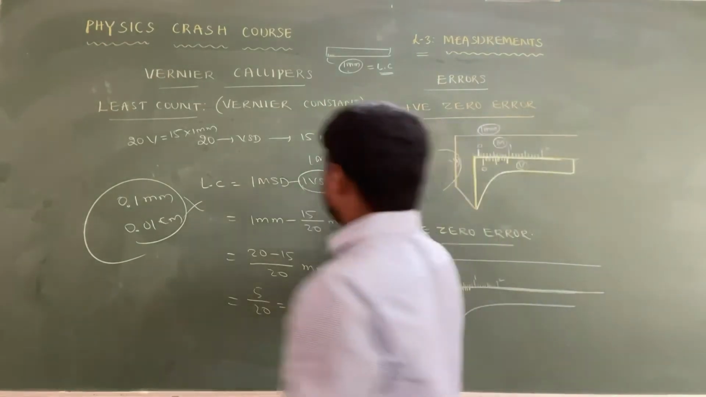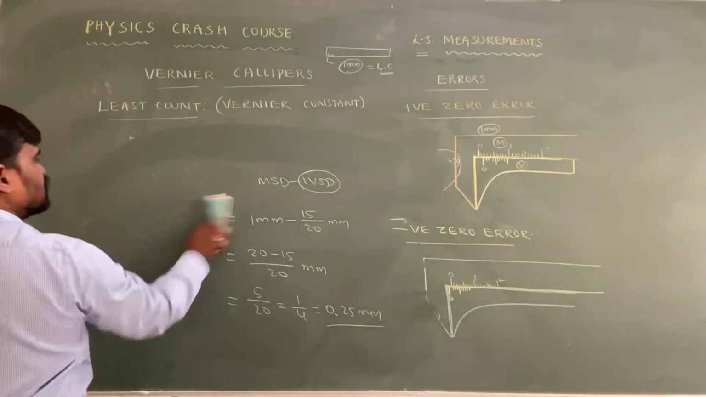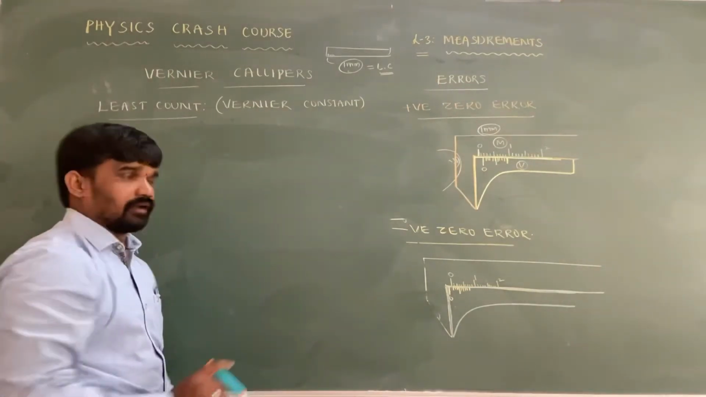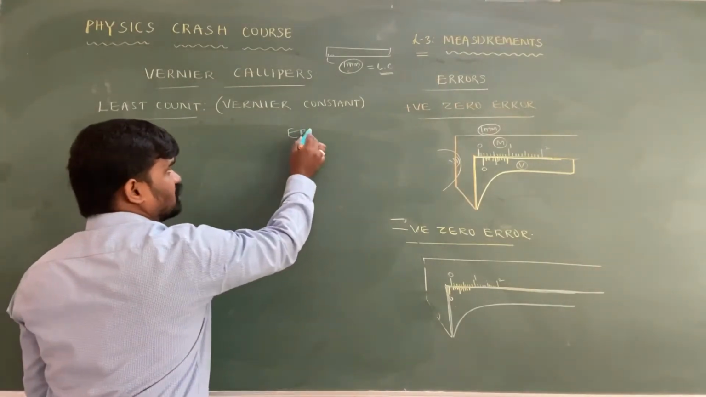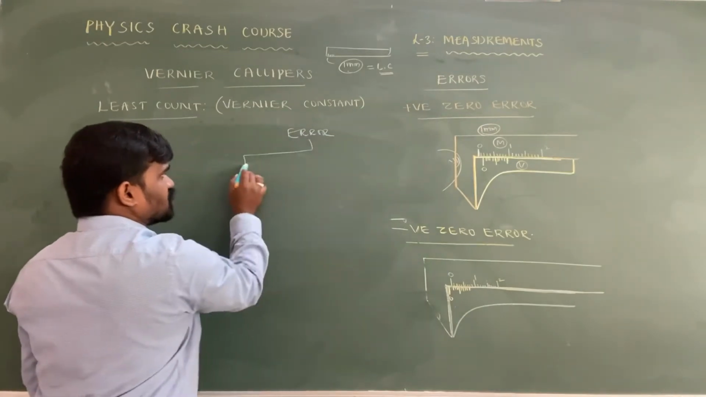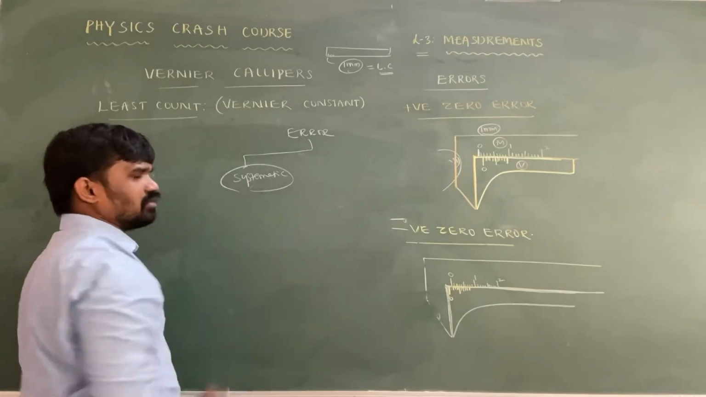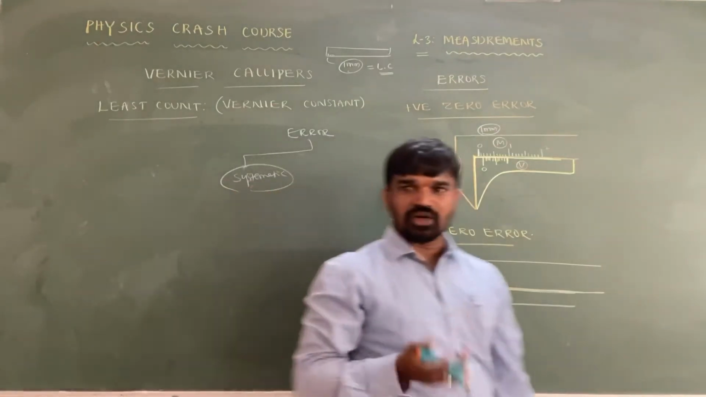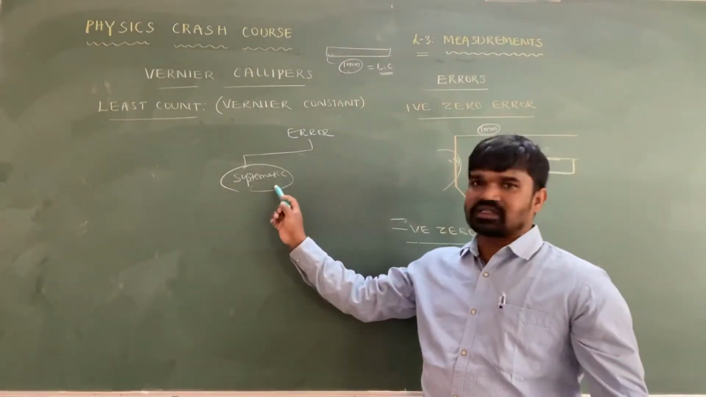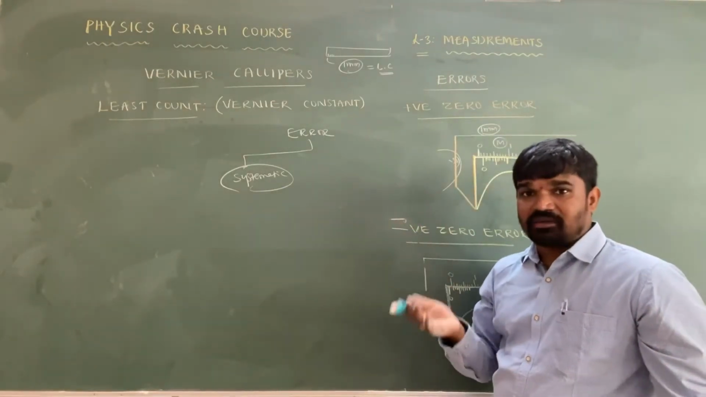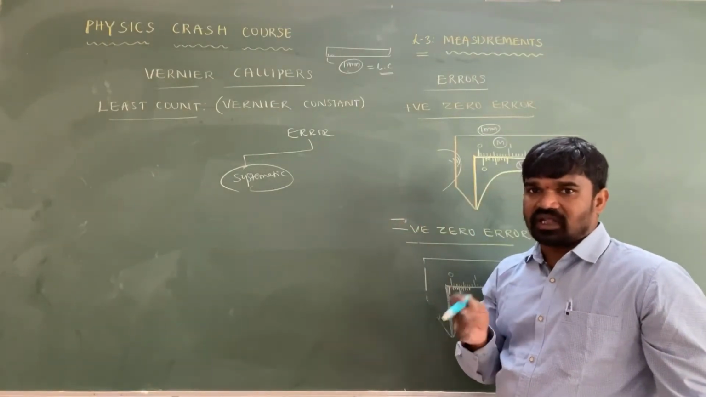Next, in the vernier calipers there is a possibility of getting systematic error. The systematic errors are basically 3 types. Yesterday only I told you. Systematic error means controlled error. Controlled error means we know the cause of the error.